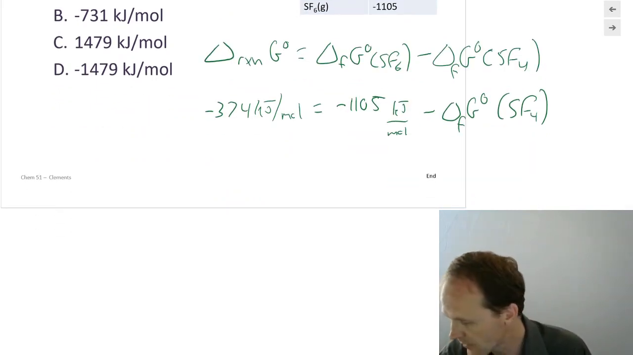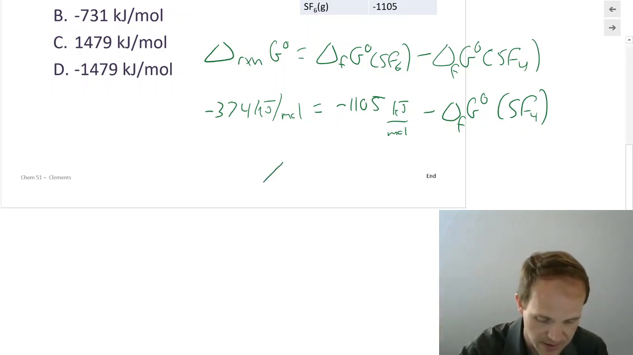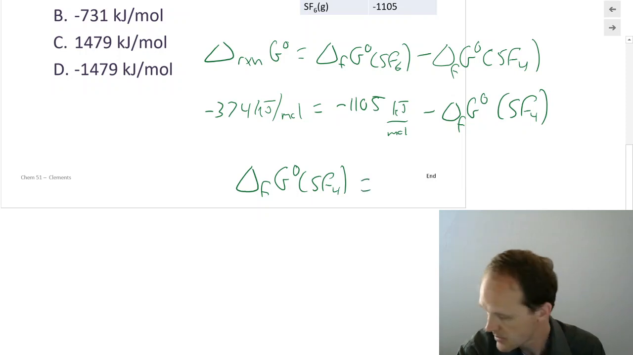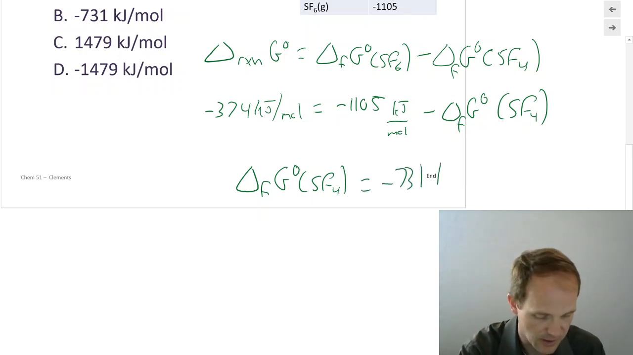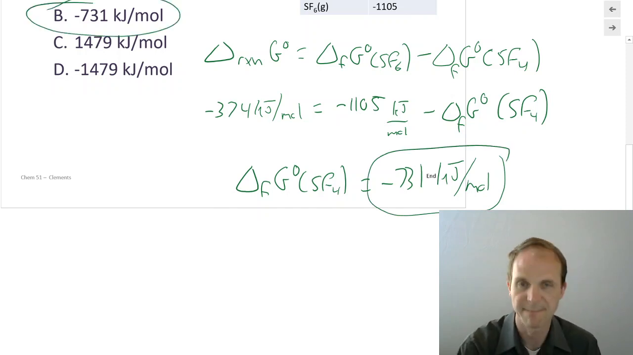And when you solve that one, what you get is minus 731. So delta G naught of formation of SF4 is minus 731 kilojoules per mole. And so we go over there and we circle B.